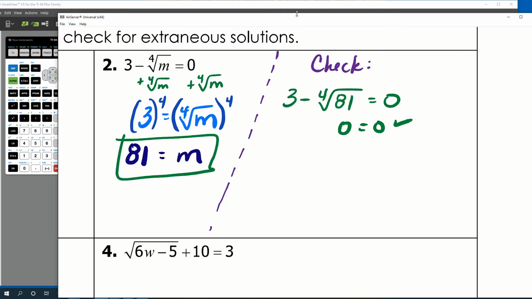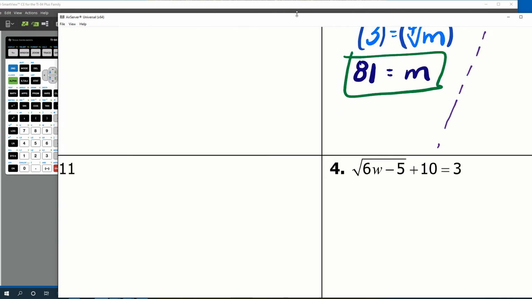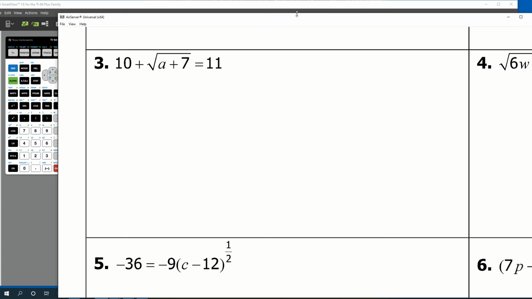All right. Now they're going to get a little more difficult than that one. So let's look at another one. Let's look at number 3. So same thing. We want to isolate the radical. This whole radical is the square root of a plus 7. So that 10 needs to be subtracted from itself to make it 0 and subtracted from the other side.